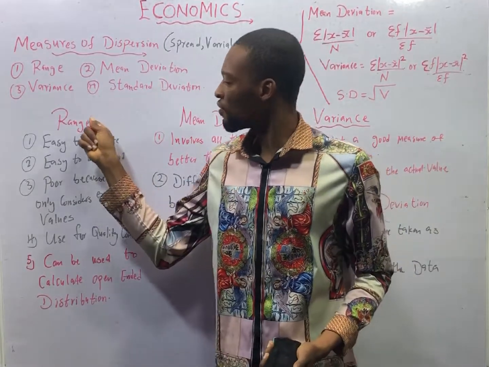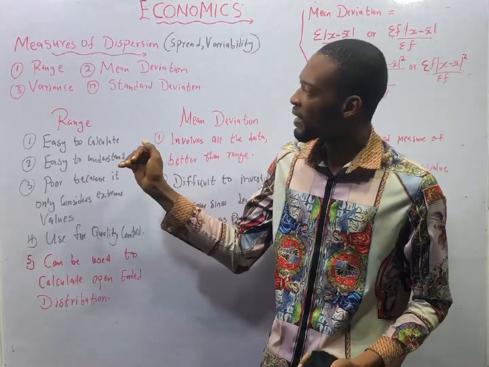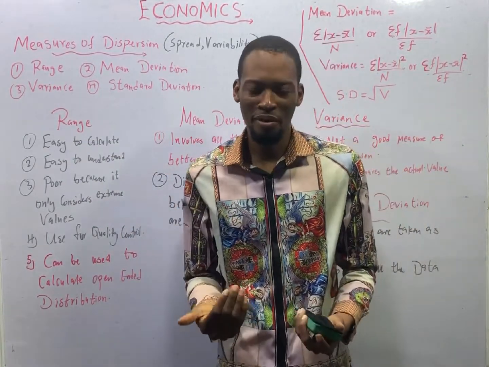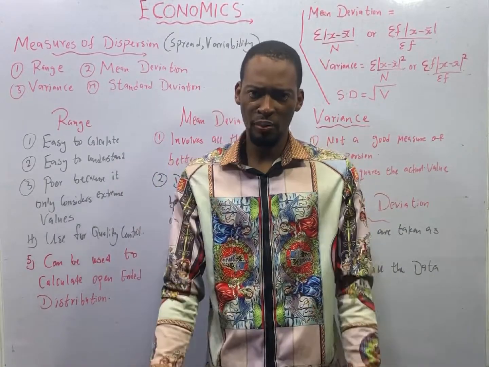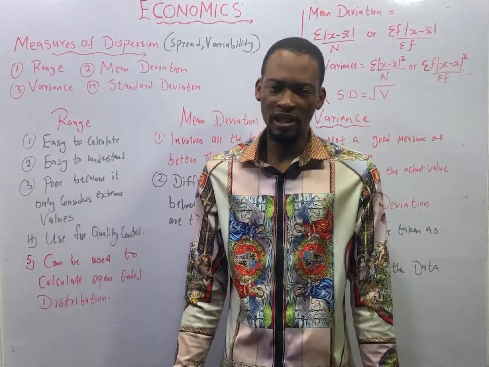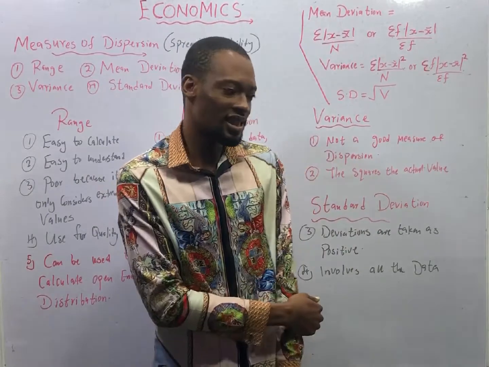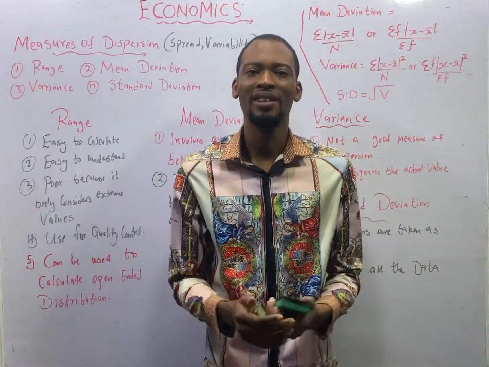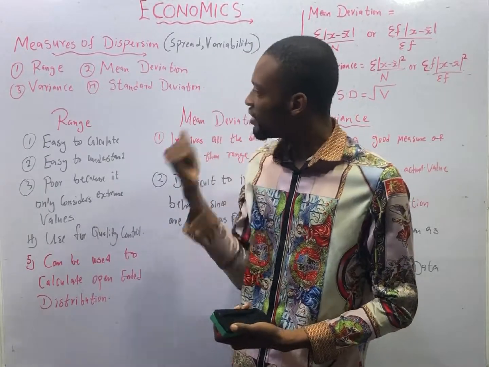So, range is a measure of dispersion, it is a measure of spread, it is a measure of variability. Mean deviation is a measure of dispersion, measure of spread, measure of variability. Variance and standard deviation are measures of spread, measures of dispersion. They are also measures of variability.